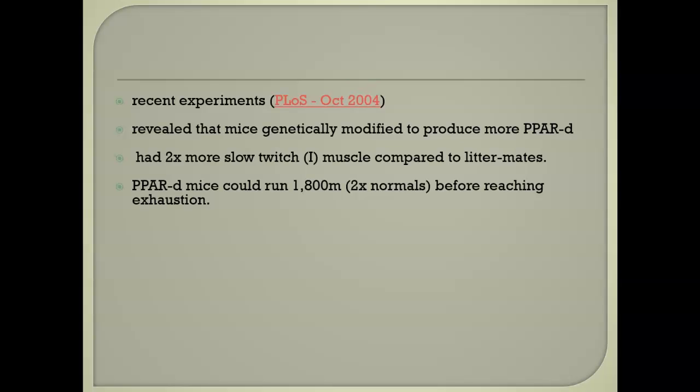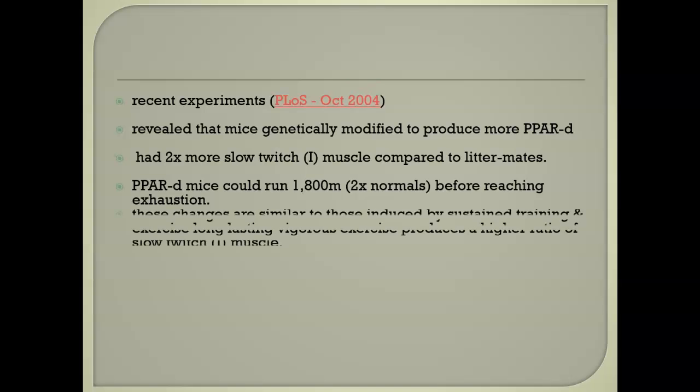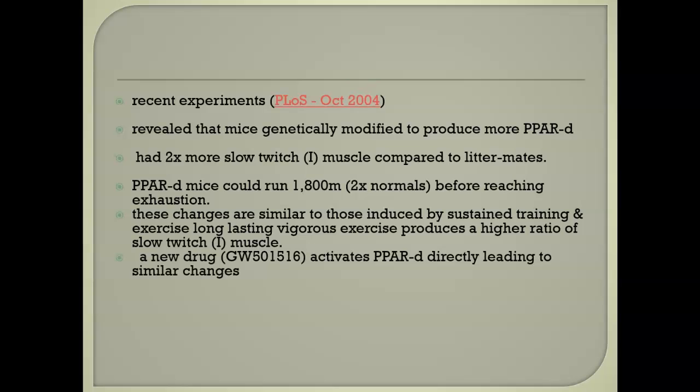And they actually created these marathon mice. You can look it up. It's pretty fascinating. They actually have a pill. You can take a pill and you can get this PPAR delta, which then can lead to more type 1 muscle being expressed, so you can get that marathon type muscle ratio that you would look for.